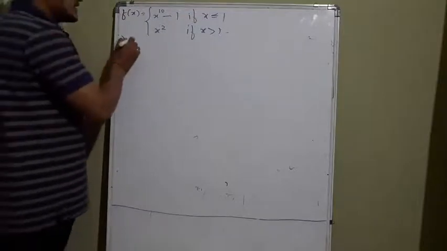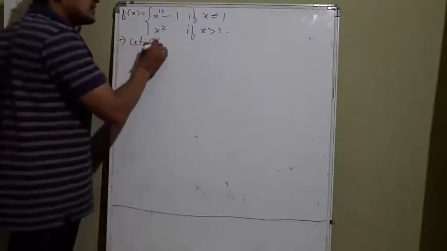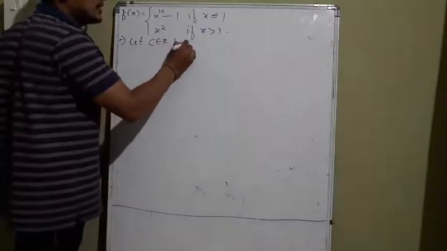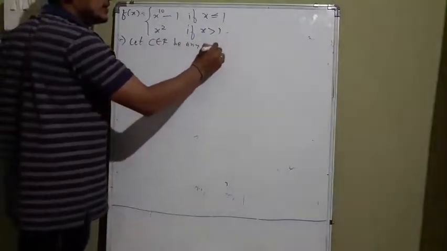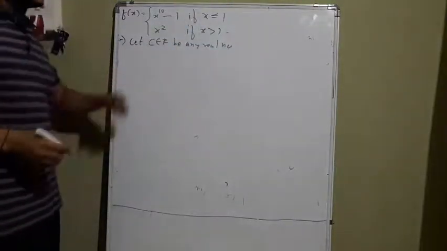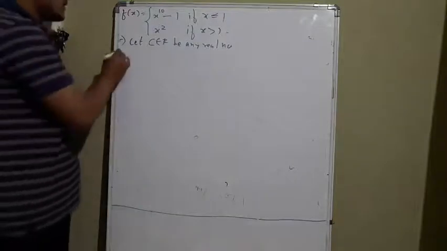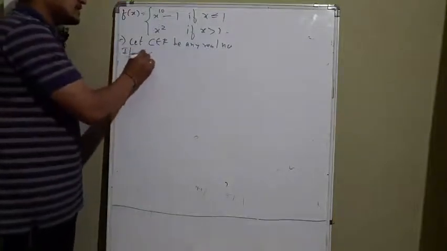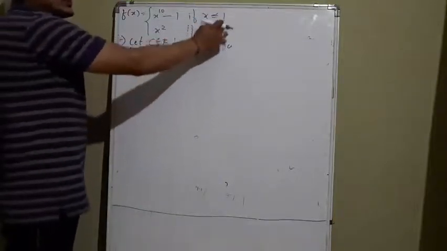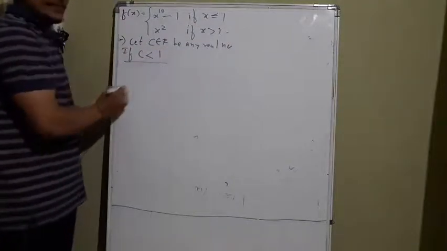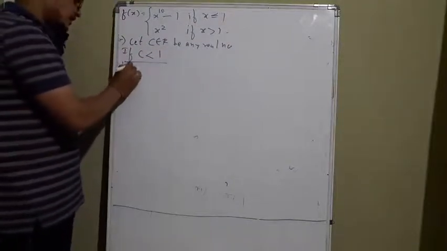And then the next sentence is what? Let c belong to R be any real number, that is fixed for all the examples of such type. Then we have to take the first condition, if c is less than 1, since your limit point is 1. So first we have to check f of c.